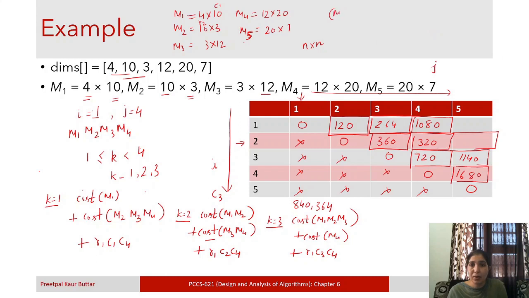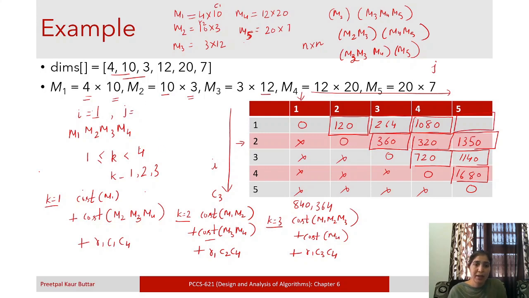Okay, so M2, then M3, M4, M5, or M2, M3, M4, M5, or M2, M3, M4 and M5. You compute the cost of all three options, and you will pick the least, which is 1350. Okay, and finally you move here.